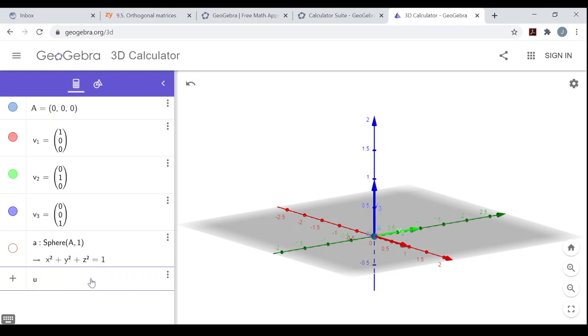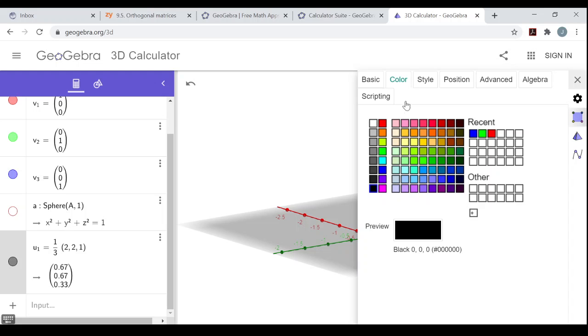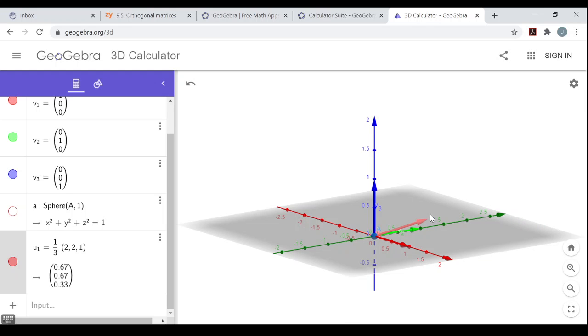So U1 was the vector 2/3, 2/3, 1/3, so 1/3 times the vector 2, 2, 1. And again, I'm going to color this. This is what the red vector, this is what 1, 0, 0 would map to in a transformation represented by this matrix. So I'm going to color this red. It's where the red vector would map to. So it's going from here to pointing here.